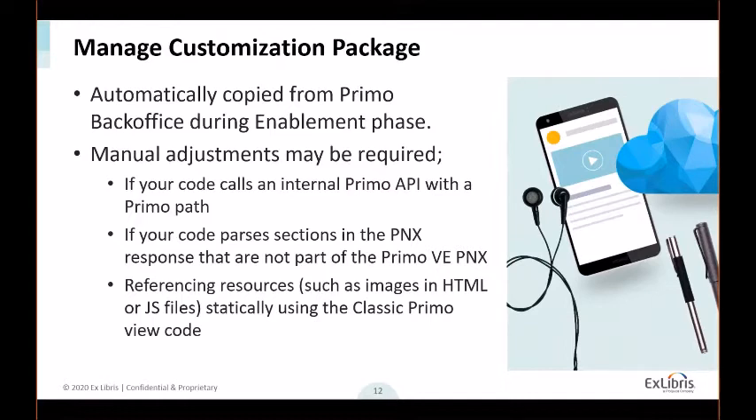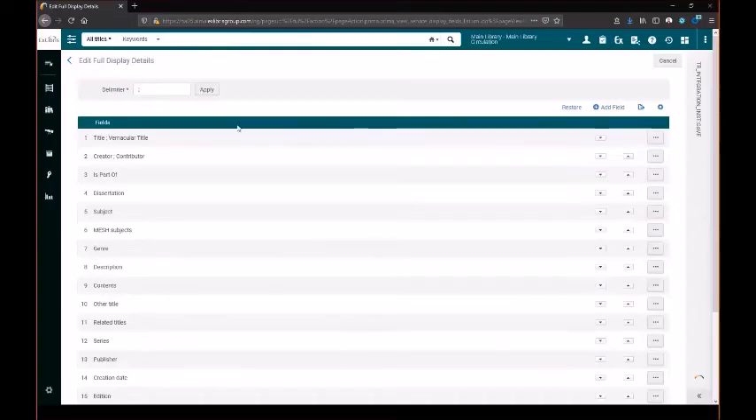Customization package management is documented in a separate chapter in the Primo VE documentation, which provides several examples. Now let's have a look at the Alma menu.